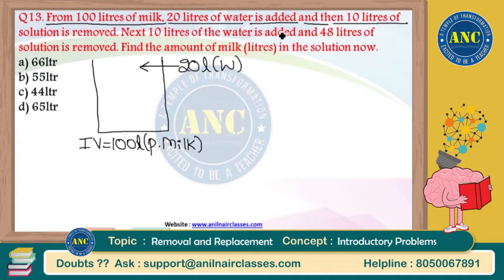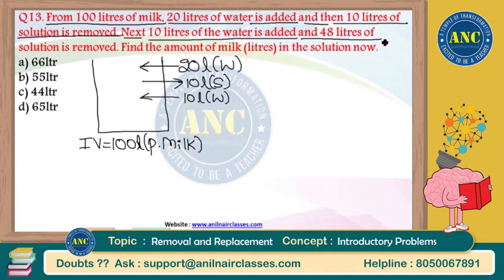And then 10 liters of solution is removed. Now I am taking something outside, 10 liters of solution. Next, 10 liters of water is added, and 48 liters of solution is removed. Just for our understanding, it is not given in the question, but I know it: you should again add 48 liters of water inside so that the total volume becomes what it was earlier, which is 100 liters.